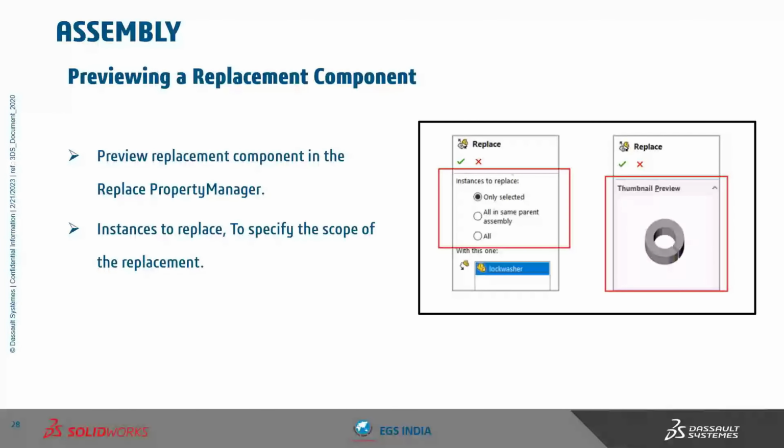Previewing a replacement component. Now we can preview the component and also specify the scope of replacement. If we need just a particular component to be replaced, only it will be replaced. If we have many of the same component in the same assembly, or we need to change all components in the subassembly or all in the same parent assembly, we can do that.